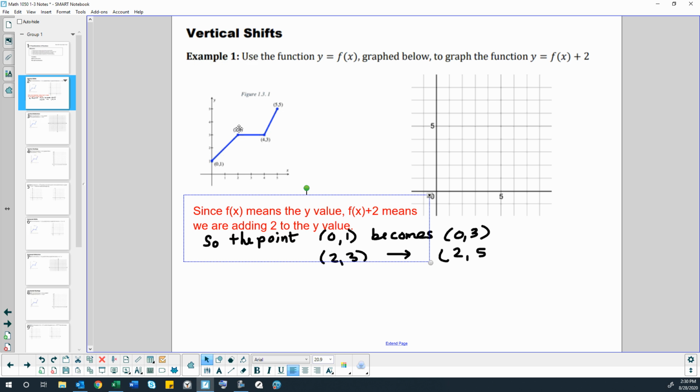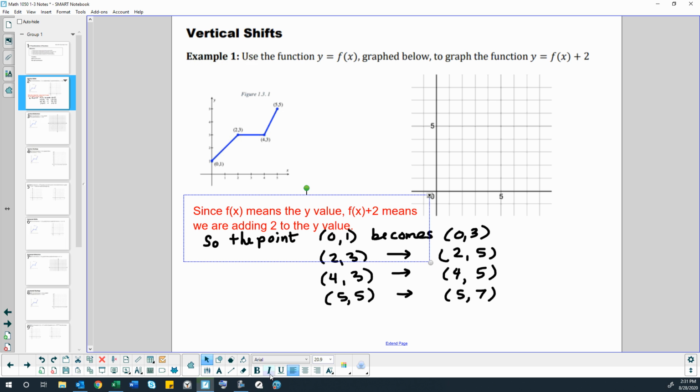The point at 2, 3 becomes 2, 5. We add 2 to the y value, which is 3, and we get the y value 5. The point at 4, 3 becomes the point 4, 5, because the y value is 3, and we add 2, so we get 5. And the point at 5, 5 becomes 5, 7. We add 2 to just the y value, we get 5, 7.